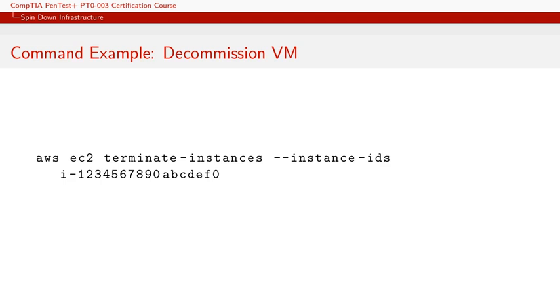In this example, the --instance-ids flag specifies the instance that you want to terminate by its unique ID. Executing this command ensures that the specified instance will be stopped and removed from your AWS environment. Properly managing and tearing down your infrastructure in this manner is an essential skill for effective and cost-efficient penetration testing.